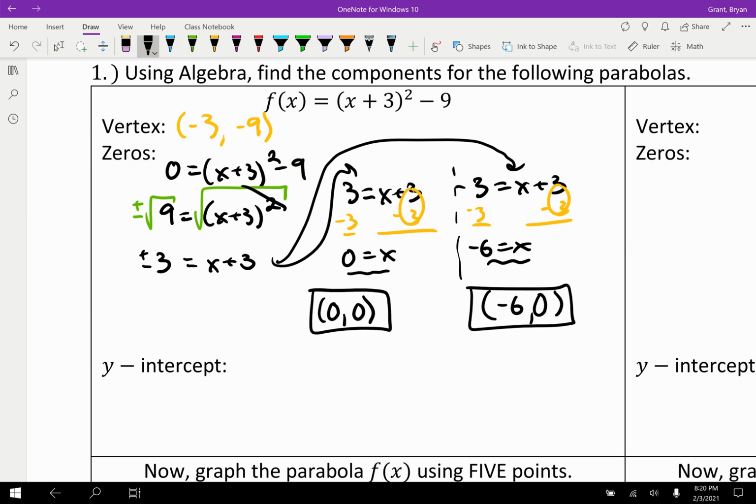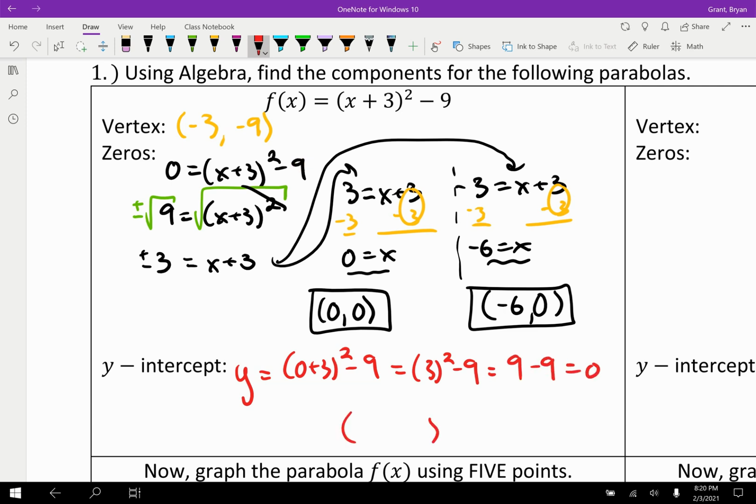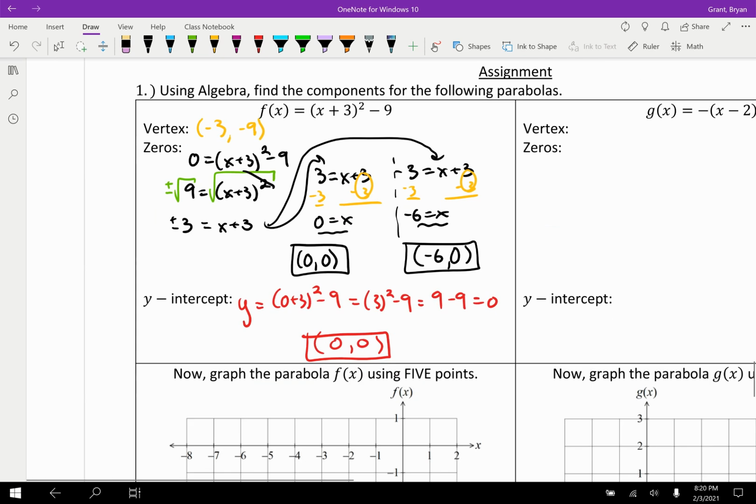Nice. Y-intercept? Well, we have y equals 0 plus 3 squared minus 9. As we continue this out, 0 plus 3 is 3, 3 squared is 9, 9 minus 9 is 0. So when x was 0, y was 0. You might notice that the y-intercept was the same as one of the x's. And when we put this on here, it's going to make a lot of sense.